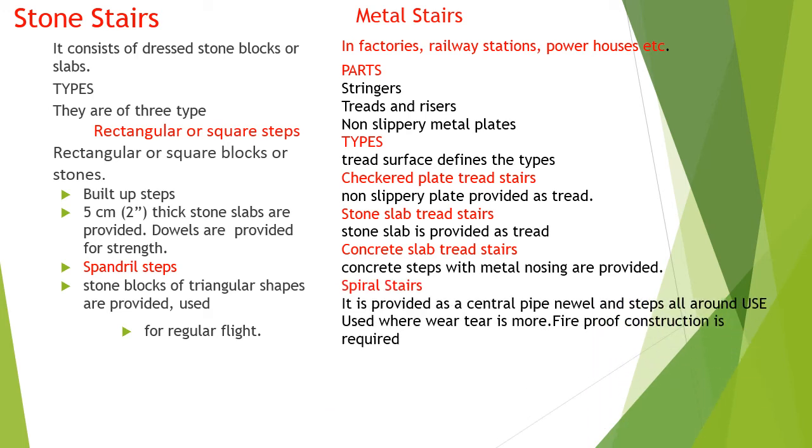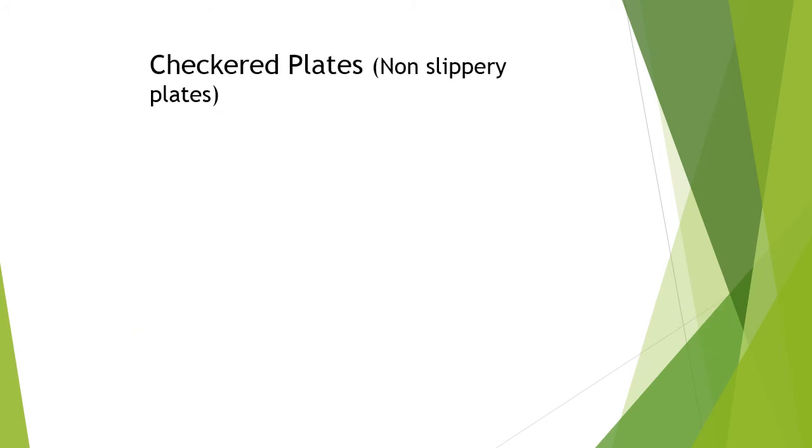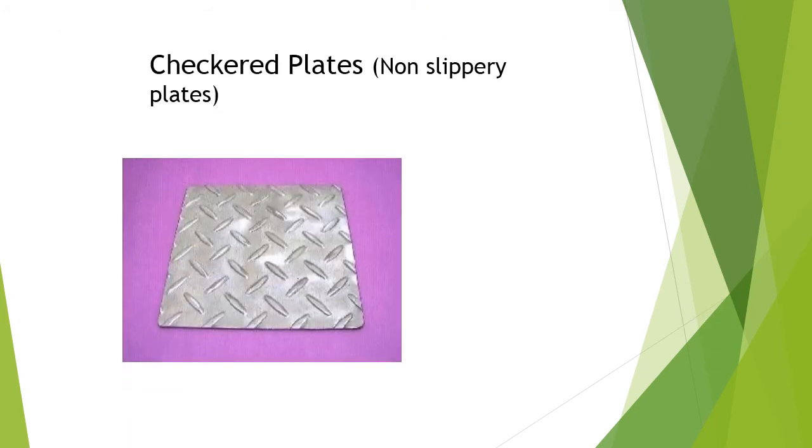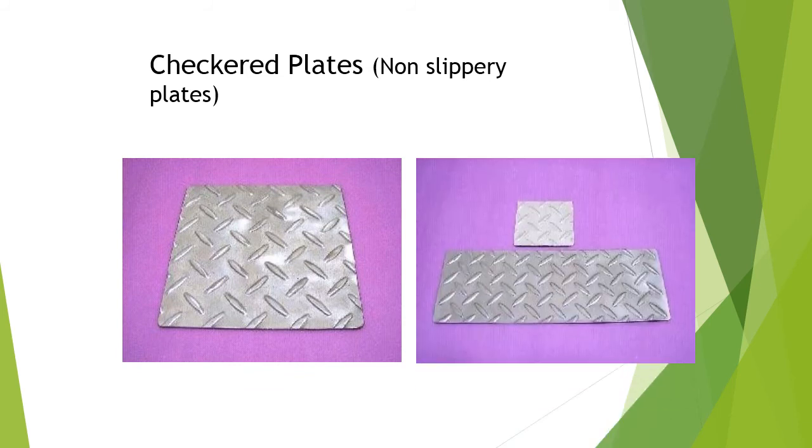Spiral stairs. It is provided as a central pipe with steps all around. Used where wear and tear is more. Fireproof construction is required for these spirals. Checkered plates. This is the image of a checkered plate, which is also known as a non-slippery plate.